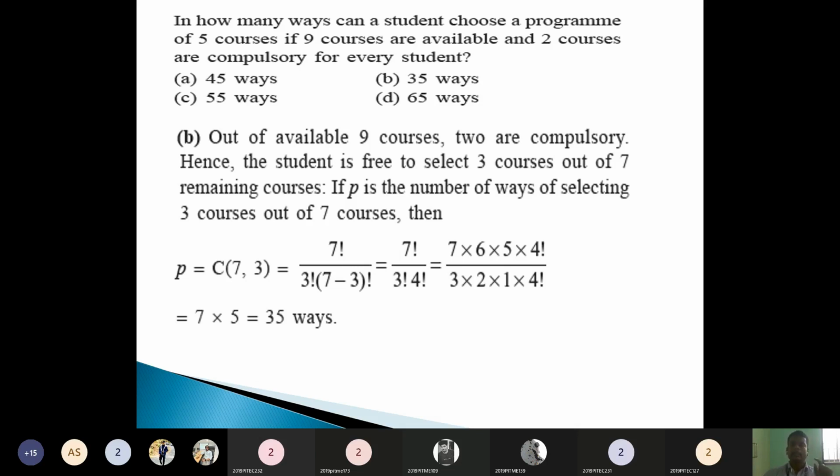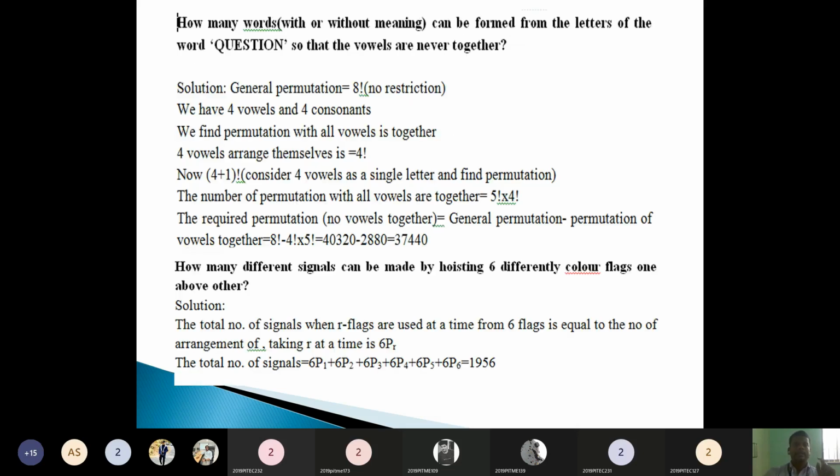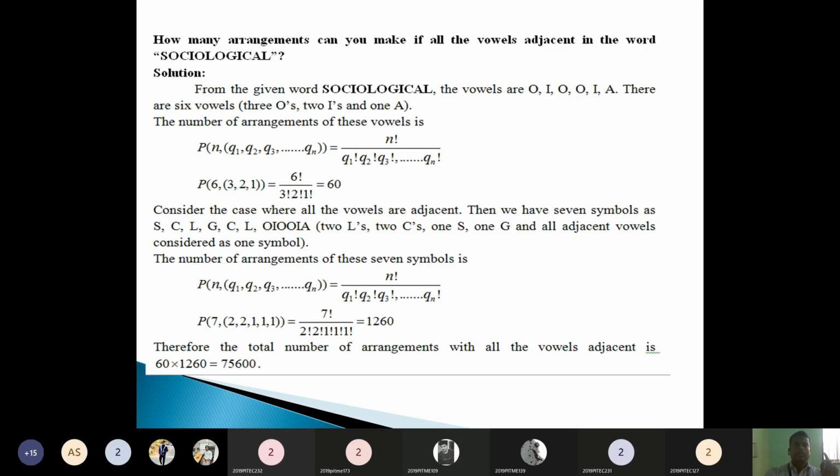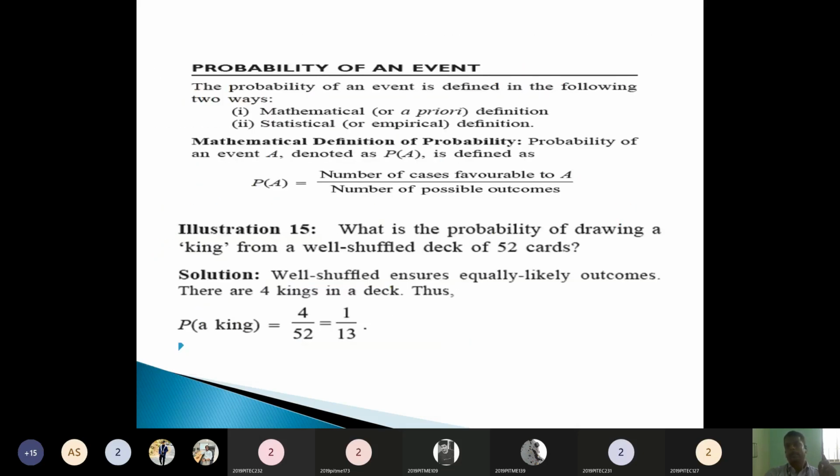So that's it. Now we move on to the next concept. A few more problems are there in permutation, but we have to go to the next concept. Yes, probability.